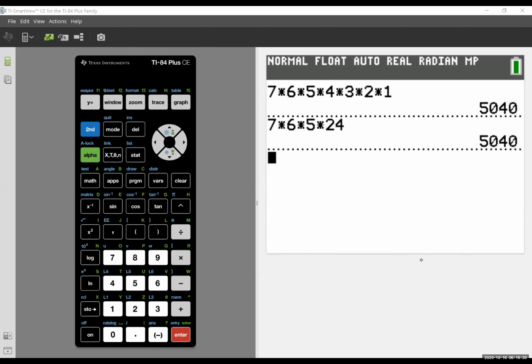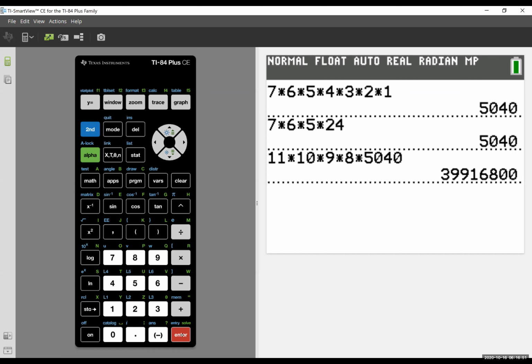There we go, share the screen. Again, it was 11 factorial. So 11 times 10 times 9 times 8. And if you want to look at the value of 7 factorial above, that was 5,040. So these numbers get pretty big, pretty fast.